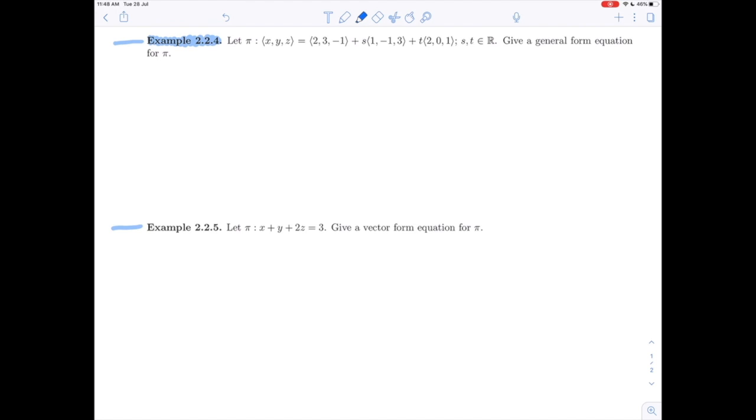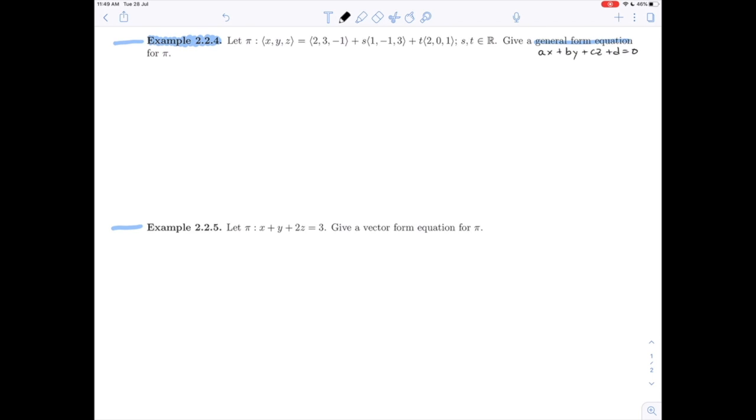is given in vector form. (x, y, z) is equal to (2, 3, -1) plus s times (1, -1, 3) plus t times (2, 0, 1) for s and t in R. And we're asked to give a general form equation for the plane out of this vector form equation. So the first thing we might do is remind ourselves what the general form equation looks like. Ax + by + cz + d = 0.